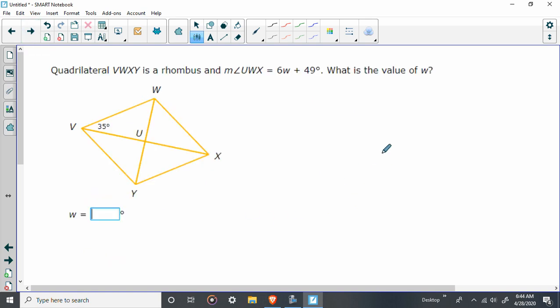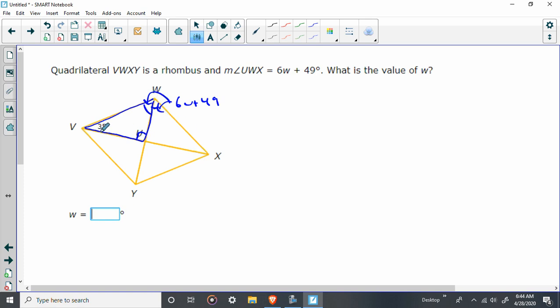All right. It says quadrilateral VWXY is a rhombus, and the measure of angle UWX, this right in here, is 6W plus 49. Now again, let's think of things we know. We know that this is 90. So this triangle right here is the one we're going to be working with. We know that these angles are also the same because that's one of the things we know about rhombuses. So we can say that for both of these angles.